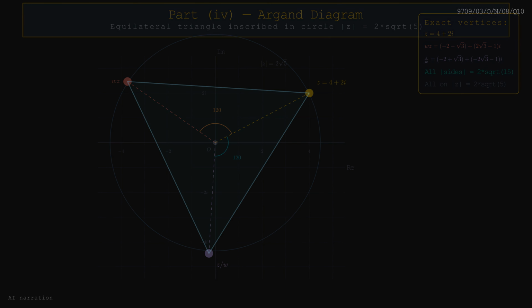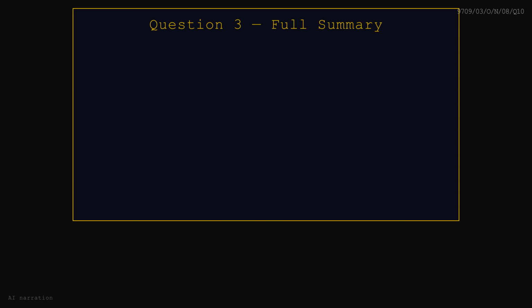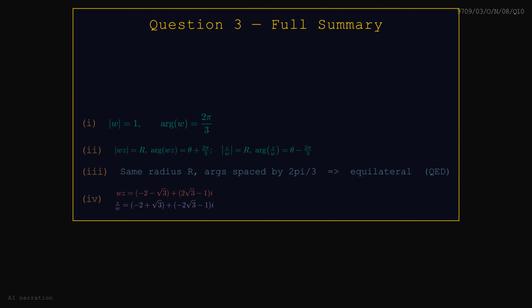Full summary. Modulus W is 1, argument 2 pi over 3. WZ and Z over W rotate by plus or minus 2 pi over 3. Equilateral triangle with vertices minus 2 minus root 3 plus (2 root 3 minus 1)i, and minus 2 plus root 3 minus (2 root 3 minus 1)i. End of question 3.